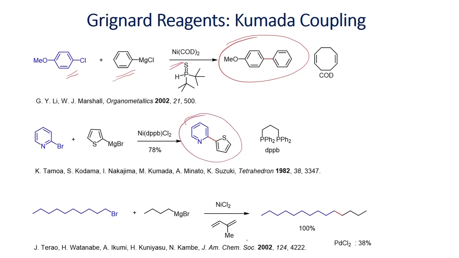The third example involves the coupling of alkyl magnesium bromide with alkyl bromide. In this way, you can make a long alkyl chain via C-C bond formation. This nickel catalyzed reaction is found to be effective in the presence of 1,3-butadiene. You can also carry out these C-C coupling reactions using palladium as catalyst, but in this case, the nickel is found to be more efficient. These coupling reactions, the coupling of Grignard reagent with alkyl or aryl halides, are known as Kumada coupling.